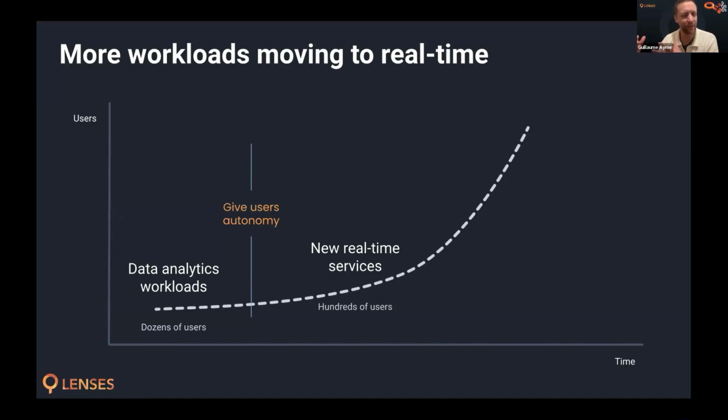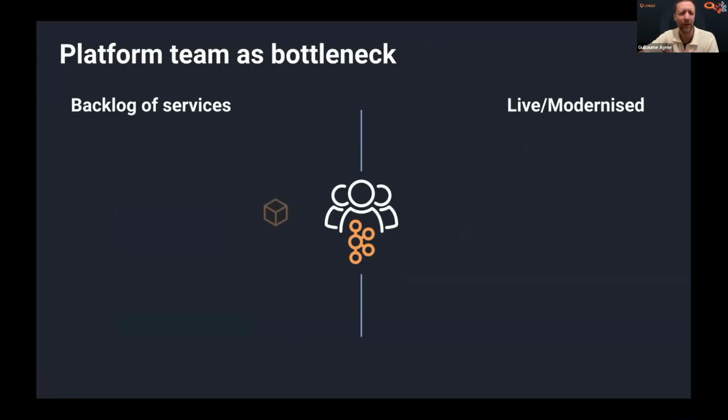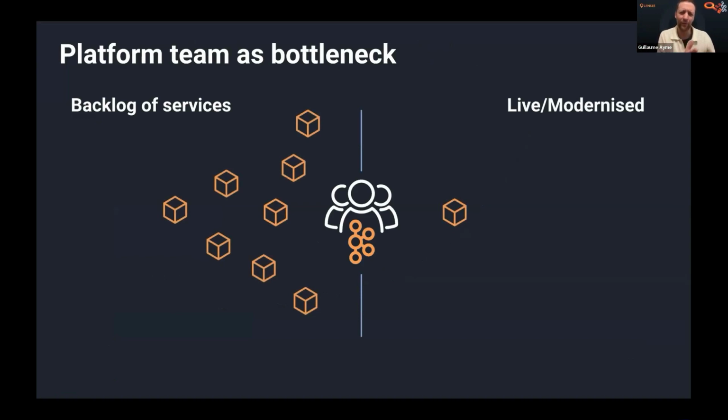These might be services on the periphery of your core business: pricing engine, fraud detection, a new real-time invoicing. And this is jumping the chasm of having dozens of users needing access to Kafka to hundreds of users needing access to Kafka. And if we think about the typical scenario of what happens when you have this, you have this backlog of services that need to be either developed or modernized to real time.